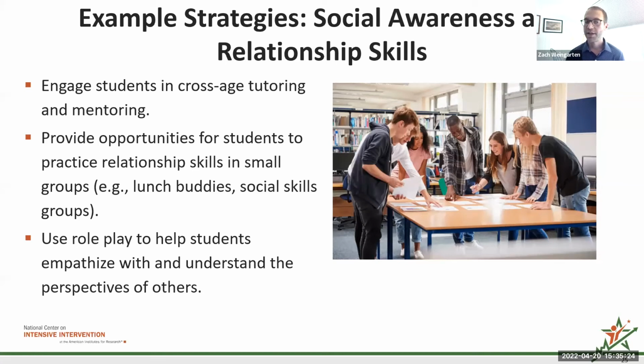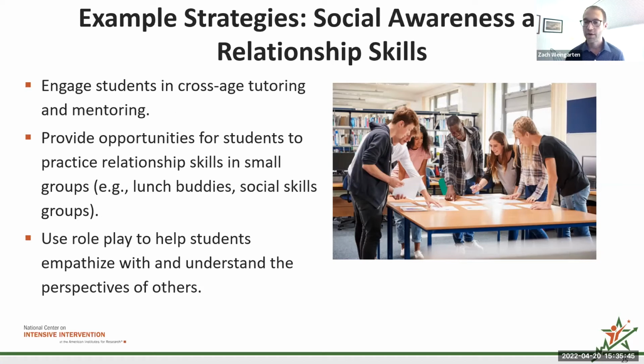The next example on here is to provide opportunities for students to practice those relationship skills in small groups, like lunch buddies or social skills groups. This would be an example of that explicit SEL instruction, like we talked about, in a set-aside time for SEL specifically.